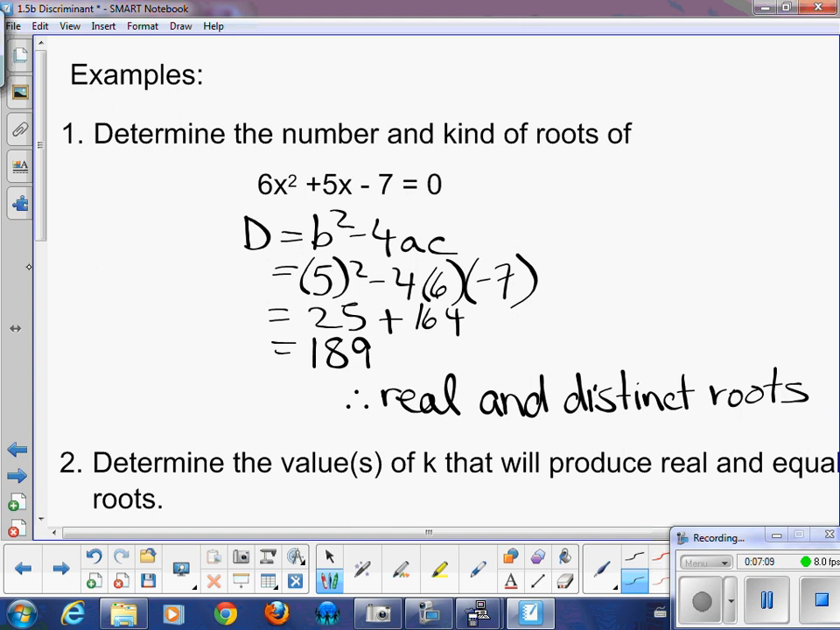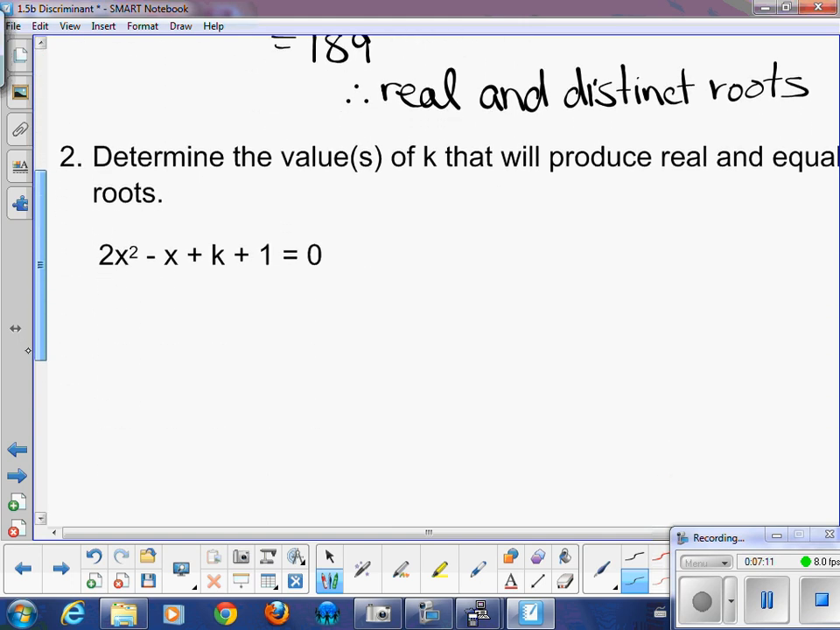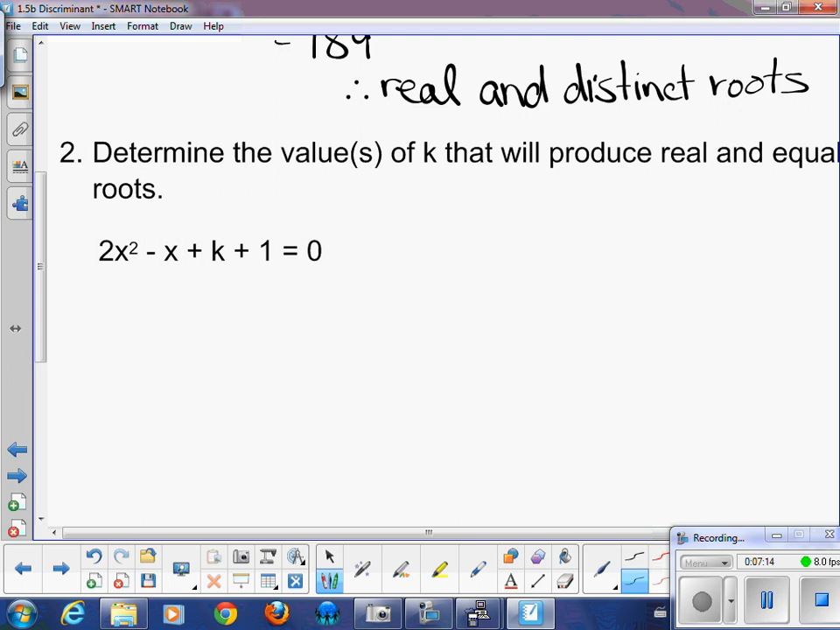Then we get into things that are going to make us think a little bit. Here what we have is determine the value or values of k that will produce real and equal roots. So here's our equation, and to start an equation like this, first of all, I'm going to talk about what does a equal, what does b, and what does c equal. If we look here, a is 2, b is negative 1, but my c is this here, so it's going to be k plus 1. So now when I use my discriminant formula, I'm going to make sure that for c that I'm using this k plus 1 in it.